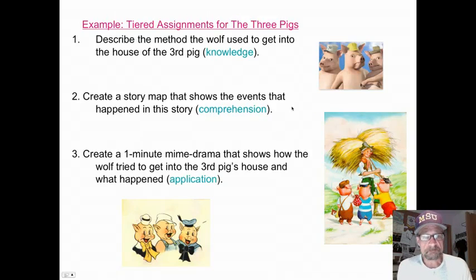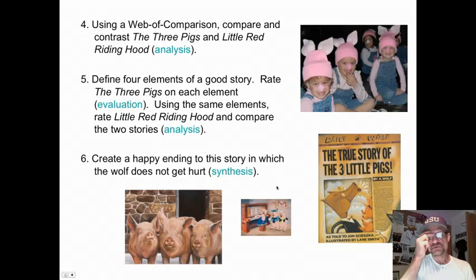Create a 1-minute mime drama that shows how the wolf tried to get into the 3 pigs' house and what happened. Right? You are applying. Use a web of comparison. Compare and contrast the 3 pigs and Little Red. Analysis. Define 4 elements of a good story. Rate the 3 pigs on each element. Evaluation. Using the same story elements, rate Little Red Riding Hood and compare the 2 stories. Analysis. Create a happy ending to the story in which the wolf does not get hurt.